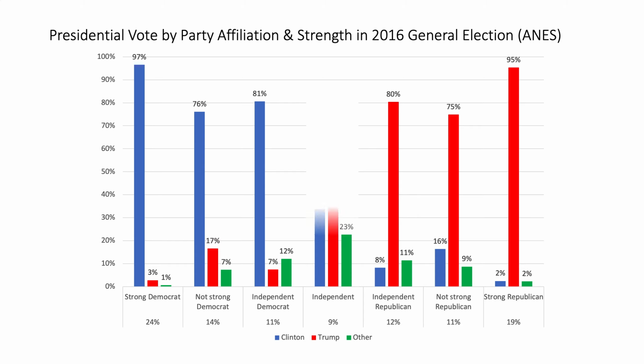Among independents, what is surprising here is 23%, nearly a quarter of them, voted third party. And that may show partly the disgust with both Trump and Clinton as presidential candidates. Notice that basically 78% voted partisan, but 23% voted third party.